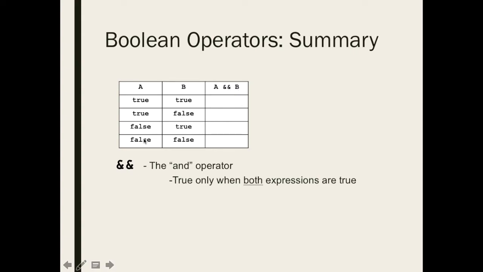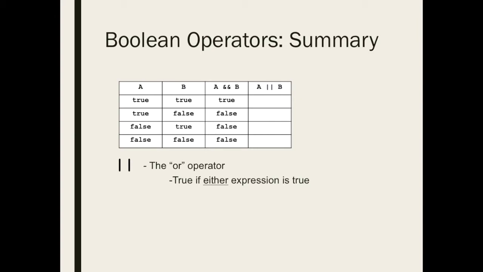And if we look at the rest of these rows, we never again have the situation where both A and B are true. So our resulting table looks something like this. True when they're both true, false otherwise. For this next column, we're going to look at the OR operator. Remember, the OR operator is the combination of these two vertical bars, and this entire expression evaluates true if either A or B is true.